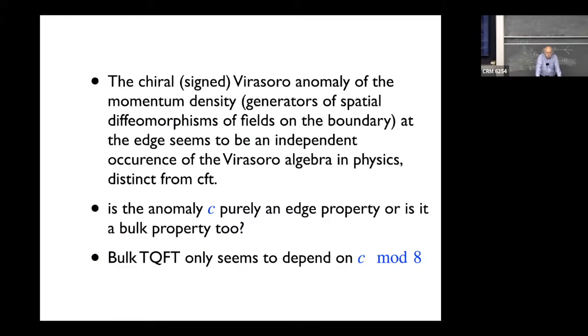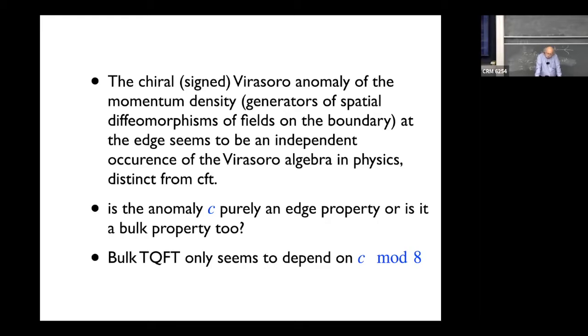Okay, so in this case, it's a signed anomaly, and the momentum density is really also the generator of spatial diffeomorphism of the field on the boundary. And to my mind, the occurrence in the quantum Hall effect is actually a second independent occurrence in a physical context of the Virasoro algebra, not directly distinct from its application in critical phenomena and conformal field theory.